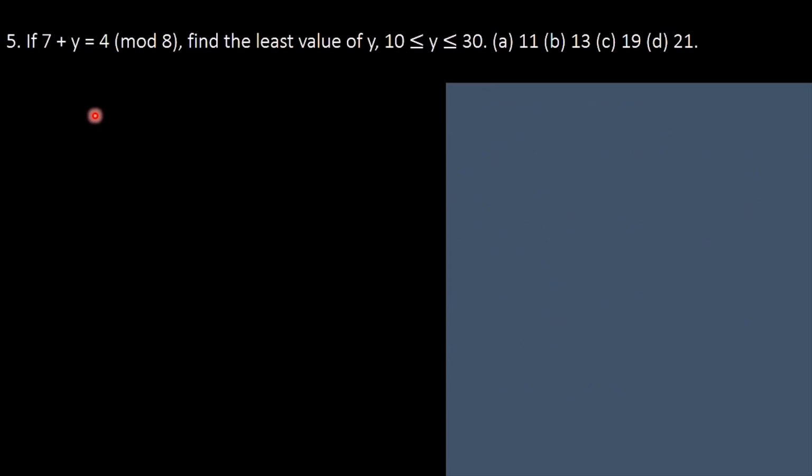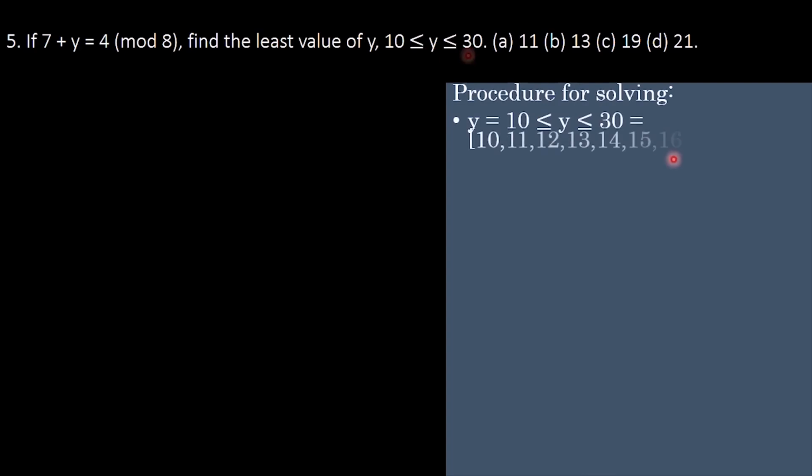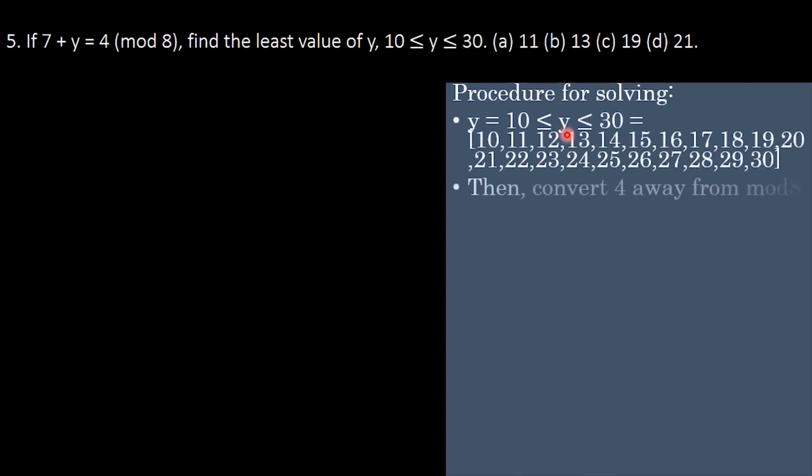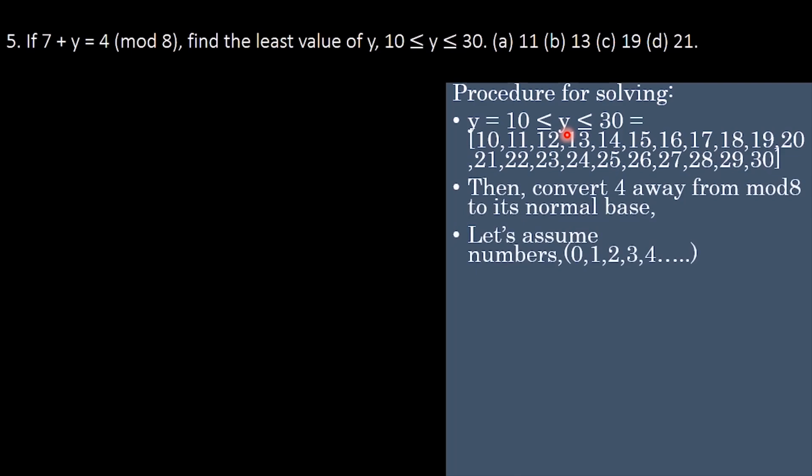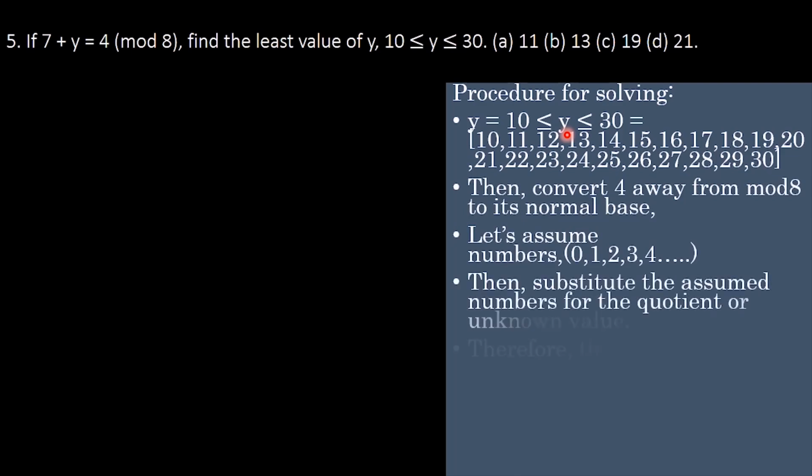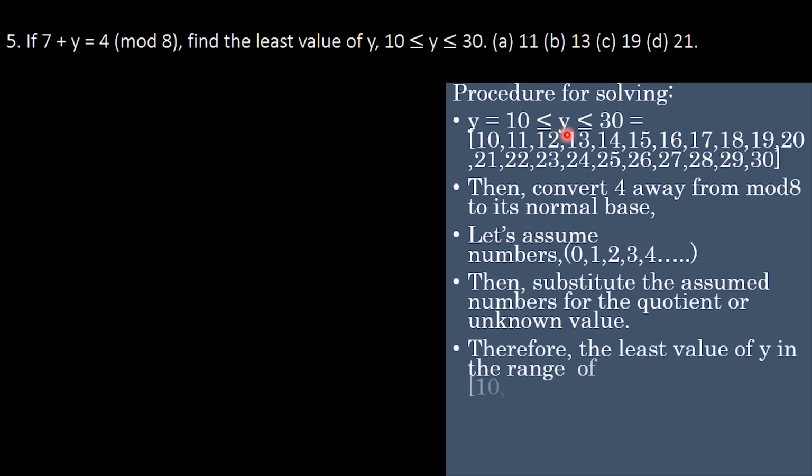Question 5. If 7 plus y is equals to 4 mod 8, find the least value of y, where 10 is less than or equal to y and y is less than or equal to 30. The procedure for solving this: 10 less than or equal to y and y less than or equal to 30 means 10 to 30. Then convert 4 mod 8 to its normal value. Then you assume numbers, you can assume from 0 to 4. Then you substitute the assumed numbers for the quotient. Therefore, the least value of y in the range of 10 to 30 is the answer.